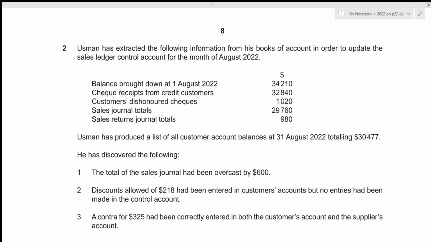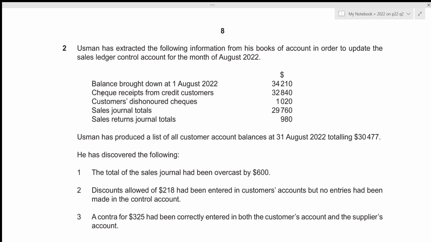Hi everyone, in this video we'll be going over A-Level Accounting 2022 October-November paper 2 question number 2. This is a structured paper 2 which consists of 4 questions. 2 of those will be of 30 marks and 2 of those will be of 15 marks, and then we are given a total time limit of 1 hour and 30 minutes.